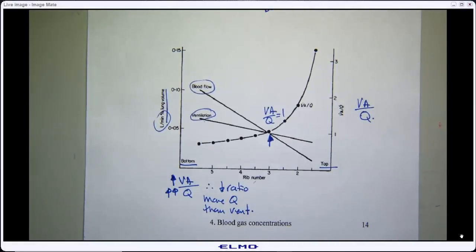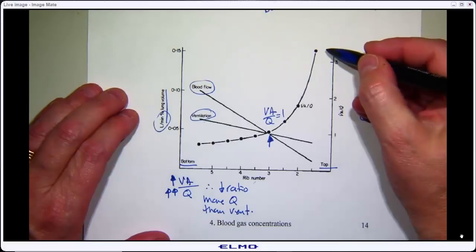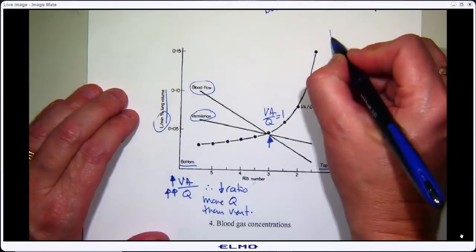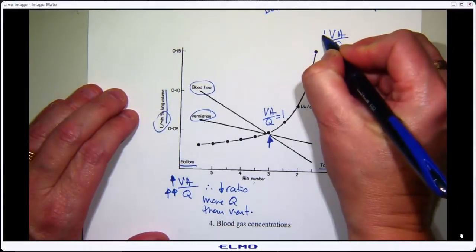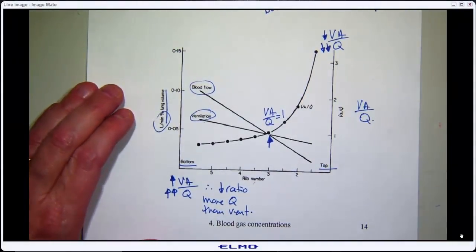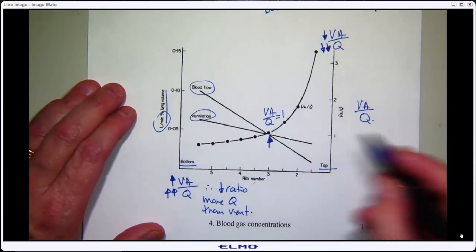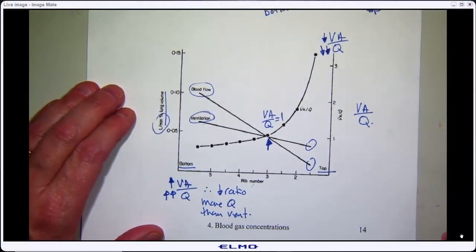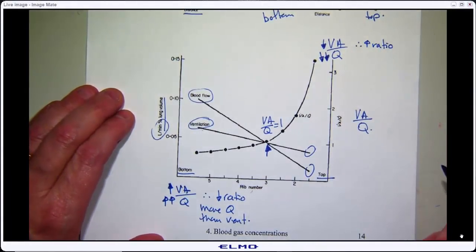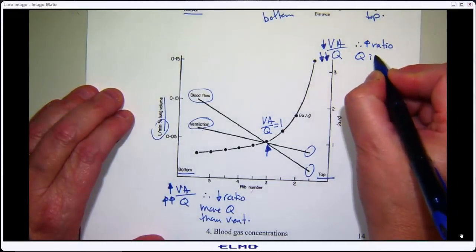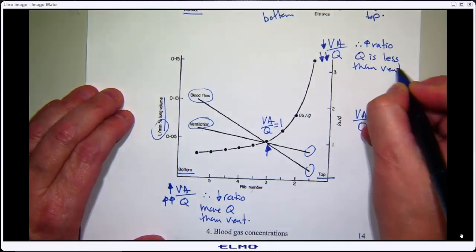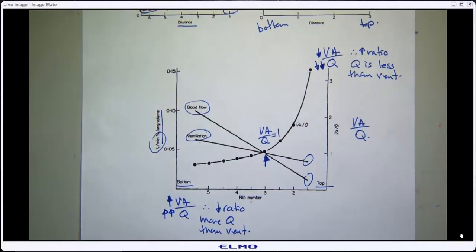At the top, we did have less ventilation, but we had a much greater drop in flow. That's really just plotting these two points. So we're going to have an increase in ratio, because we have a scenario where flow is less than ventilation.